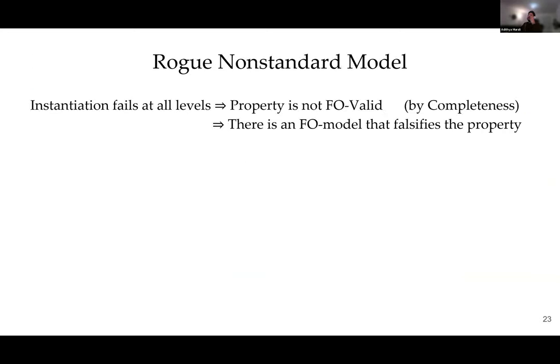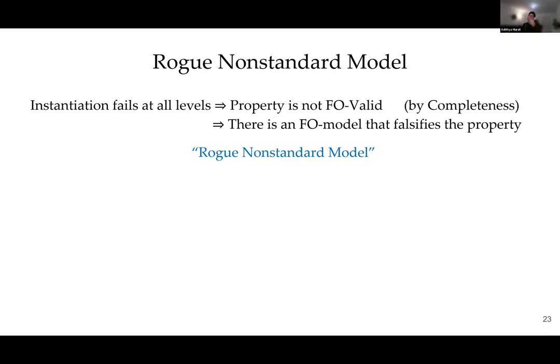What does that mean, right? If instantiation fails at all possible levels, then by the completeness theorem for ISMT, we actually know that the property is itself not valid in first order logic. Because the completeness theorem says that all valid properties, all FO valid properties, are provable by this instantiation procedure. So the only conclusion is that because instantiation always fails, this property is not FO valid. And what does it mean for a property to not be a theorem in first order logic? It means that there's a first order model that negates the property, on which that property is false. We call such a model a rogue non-standard model.